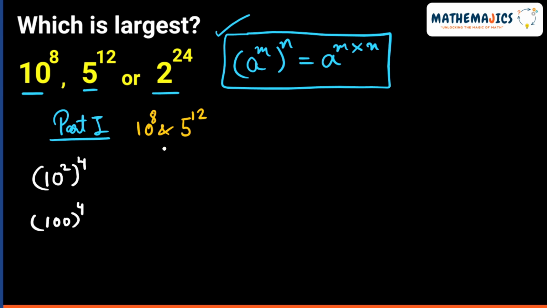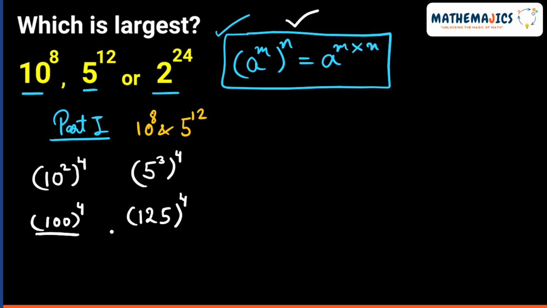How can we write 5^12? We can write it as (5^3)^4. What I'm doing here is using the exponent rule that I told in the beginning. Now, what is 5^3? 5^3 is 125. So this gives us 125^4.